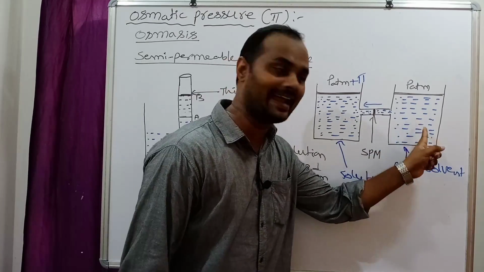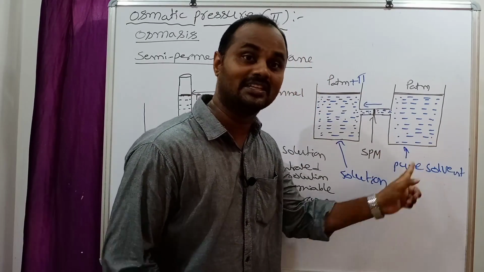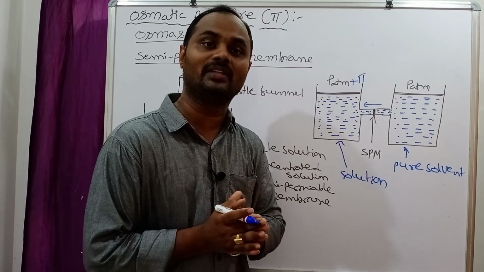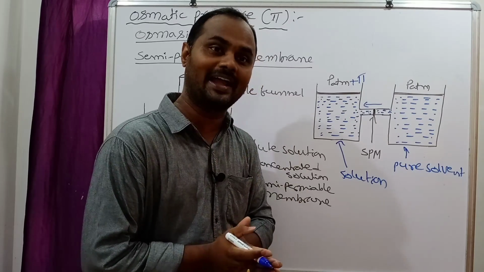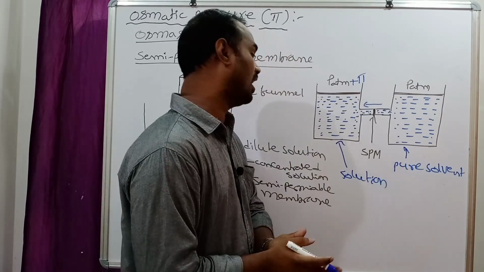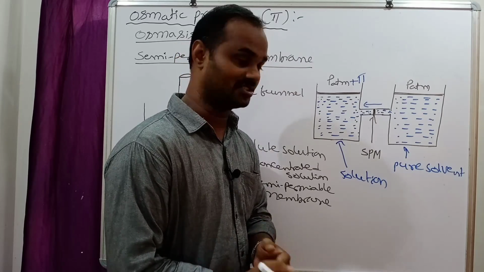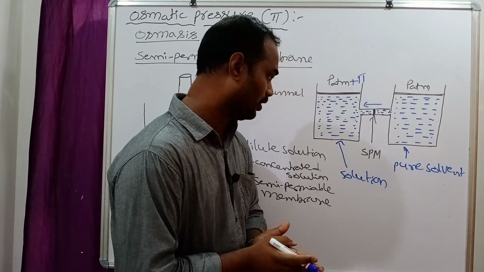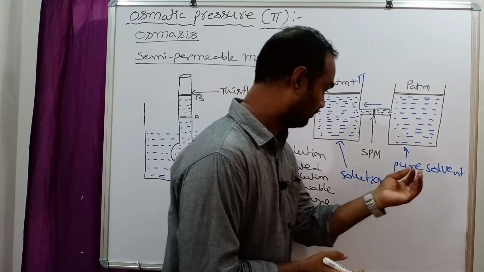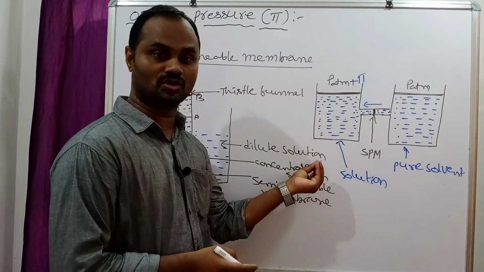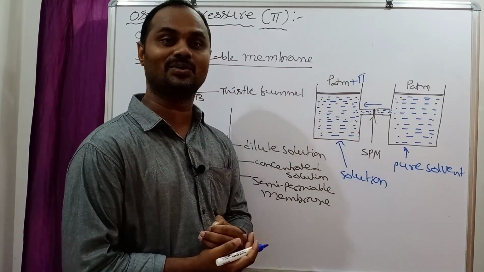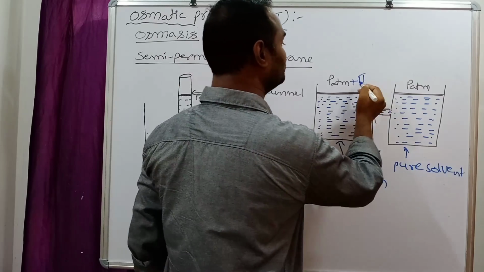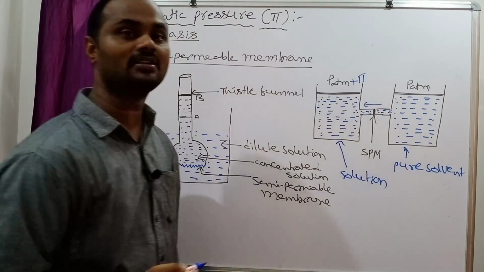We can't apply it at the pure solvent side. Some amount of extra external pressure must be applied just to stop osmosis, or just to stop the flow of solvent molecules from pure solvent to solution. That pressure is known as osmotic pressure.